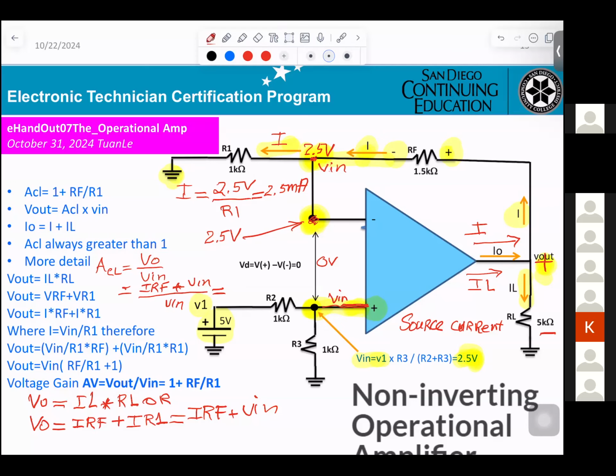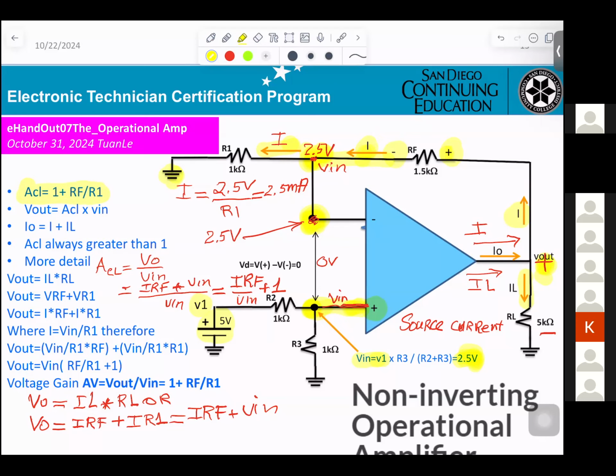And I RF divided by V in plus 1. So that's why they come up with this formula: ACL equals 1 plus RF over R1. That is the gain.